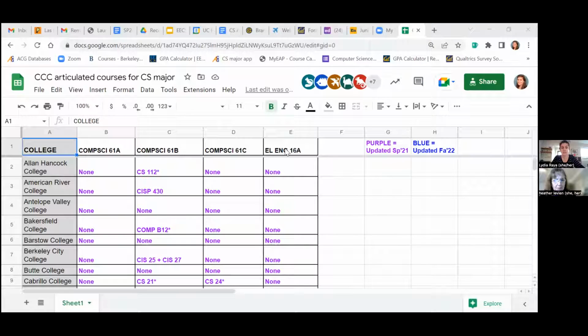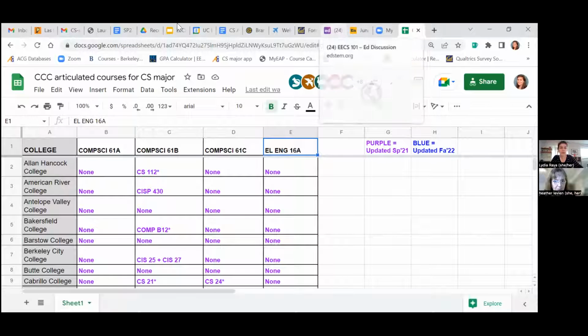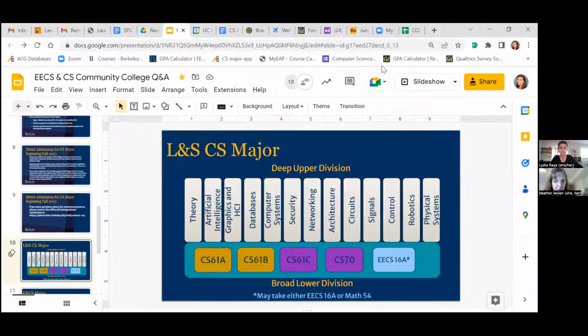I should just change this to EECS. EECS 16A, the recent classes that were evaluated there, I don't think that they've been added yet. So they're in the works. But anyway, that's a helpful resource. And let me go back to the slide. Here we go.